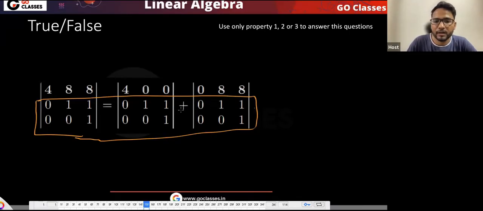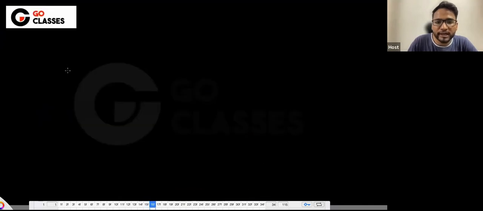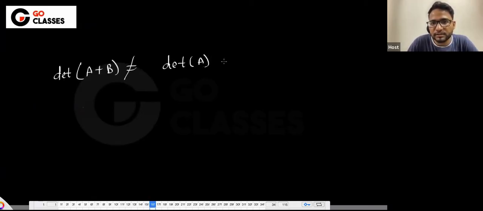Linearity does not mean that the determinant of a sum equals the sum of the determinants. This is another way of writing det, or sometimes I write it like this. Depending on the mood, you can write it in any way. Linearity does not mean that these two determinants are equal. In fact, these are not equal in general.